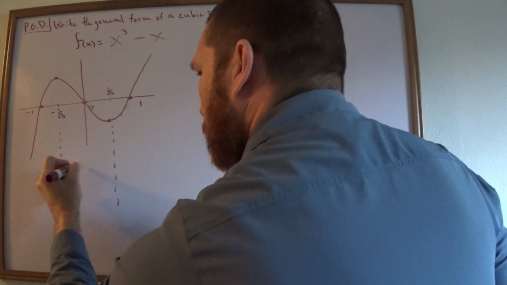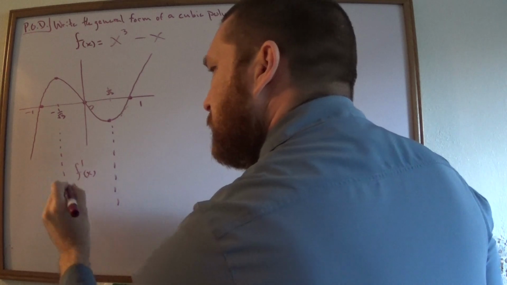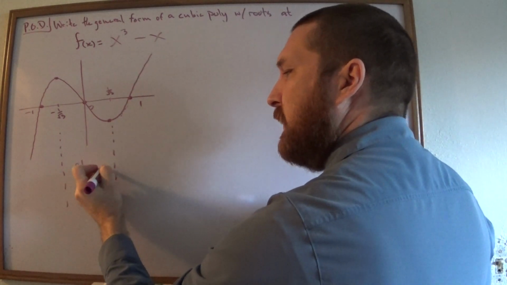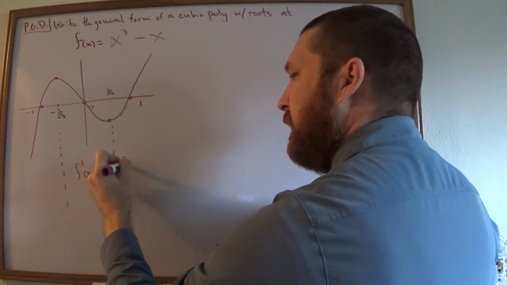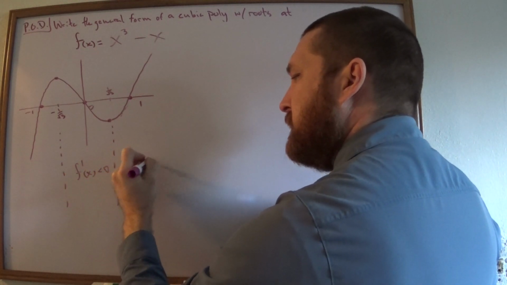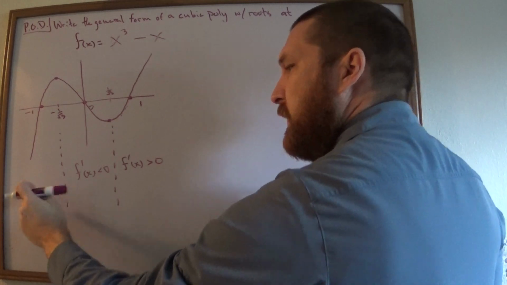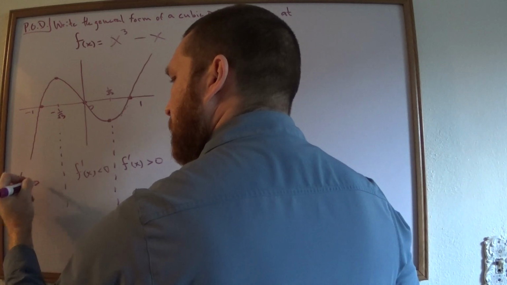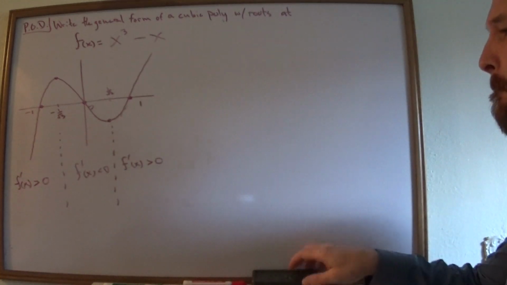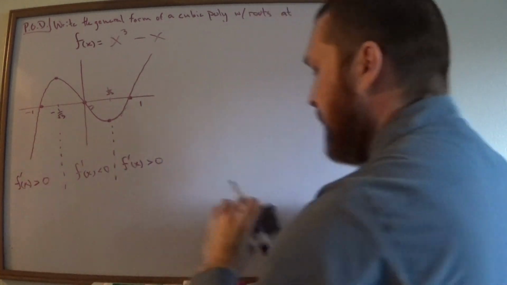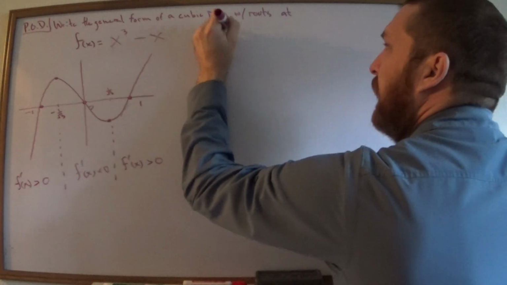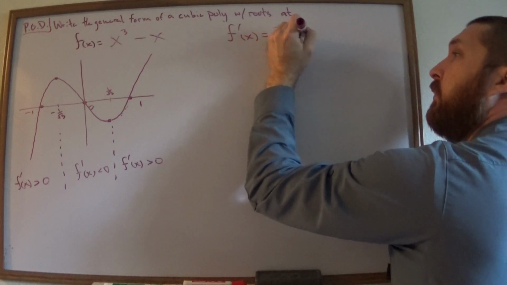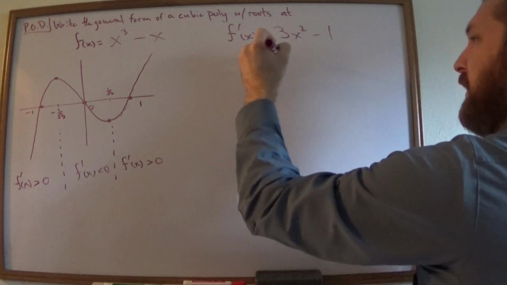In this way, f prime is, did you say positive or negative here? Negative. It's negative. Over here, is f prime positive or negative? Positive. It's positive. Over here, it's also positive. Okay. Now let's actually look at f prime. F prime of x is what again? 3x squared minus 1. So let's graph him real quick.